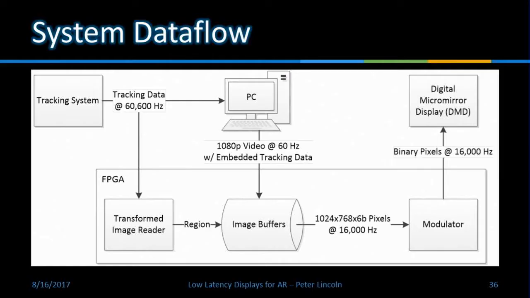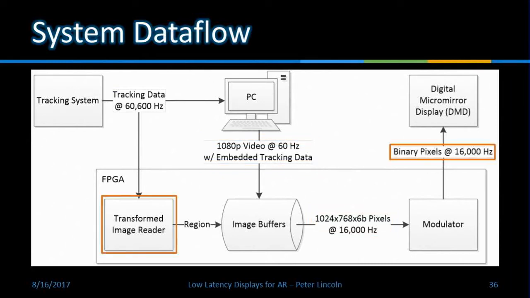Now, all of this brings us to the overall data flow in the system. So there's some items to note in here. Specifically, that the tracking data from our tracking system is supplied in excess of both the PC and the display's frame rates. The PC is supplying an image that is a lot larger than the output image of the display.